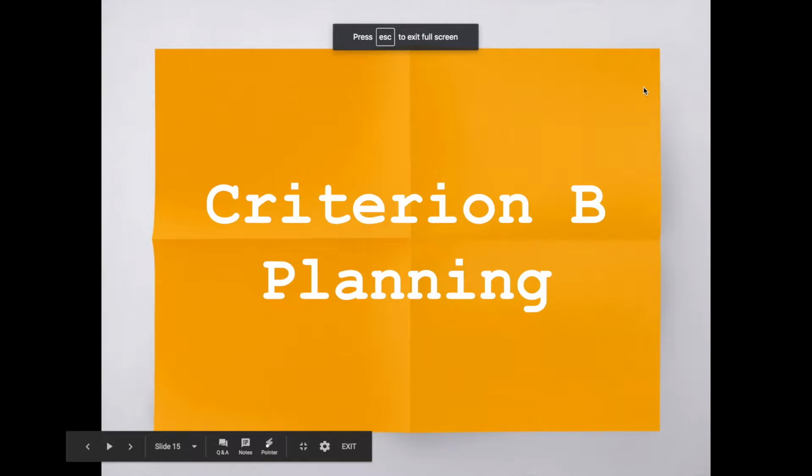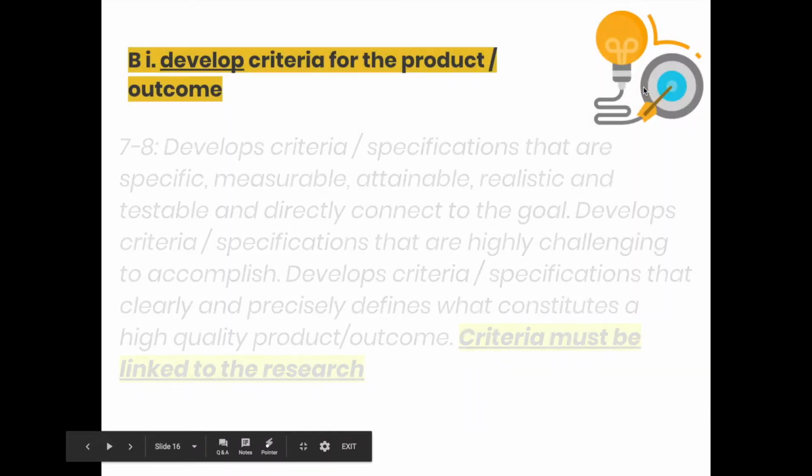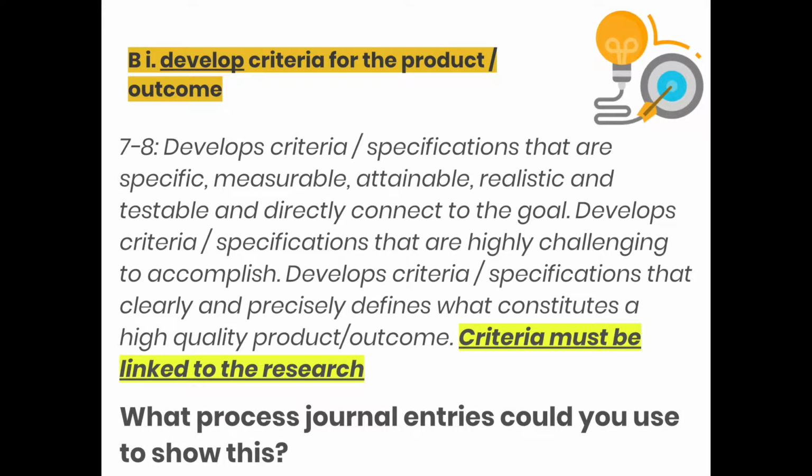So moving on, we are now on Criterion B Planning. This first one, people often struggle with it. It's about developing your criteria for your product or outcome. So your big picture goal could be about learning how images can manipulate people or raise awareness for an issue. Your product or outcome could be a series of photographs linked to raising awareness of human rights issues. This is going to be the criteria for that particular product or outcome.